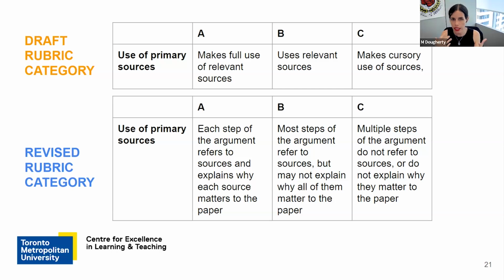So for example, when I say that this paper makes full use of relevant sources, I mean that each step of the argument refers to a specific source and clearly explains why each source matters to the specific point being made in this paragraph and to the larger point of the paper. And it is in that very specific step of argument building that I tend to see differentiation between students, and in which I also see differentiation between my actual human students and large language models in a student hat.